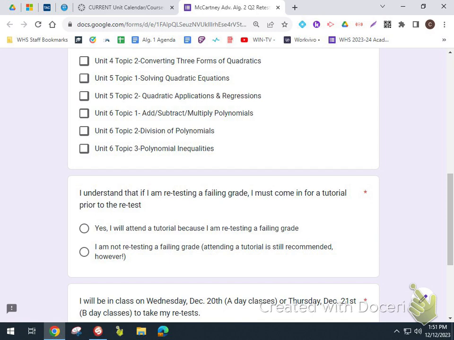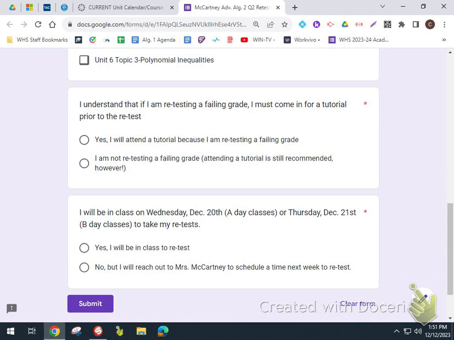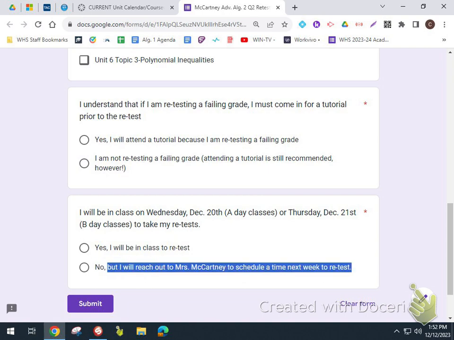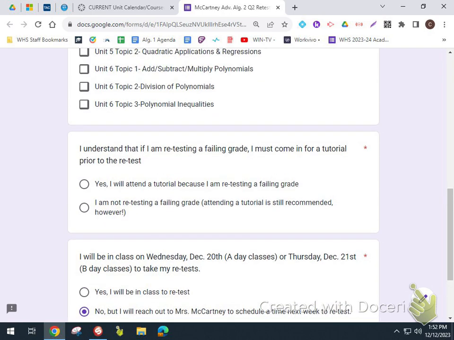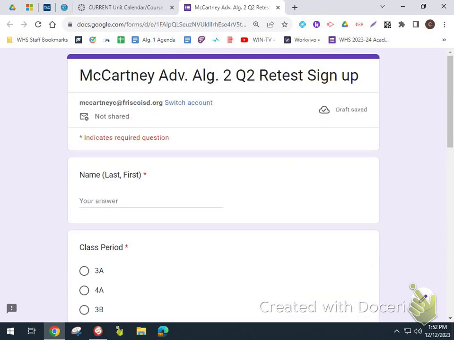Then you need to understand that if you are retesting a failing grade, you must come in for a tutorial. And if you are retesting, you'll say yes. Or no, I'm not retesting, but I put a little note that it's still suggested that you attend a tutorial if you want to do better. And then you're going to acknowledge that you will be in class on the 20th to take it, or if you will not, it is up to you to reach out to me. If you are not here on the day of the retest and you have not communicated that with me, too bad. So sad. You've got over a week to do that. We've been talking about this date for forever, so it's on you. Time to be a mature young adult. Are we clear? That's what you're going to fill out if you're retesting.